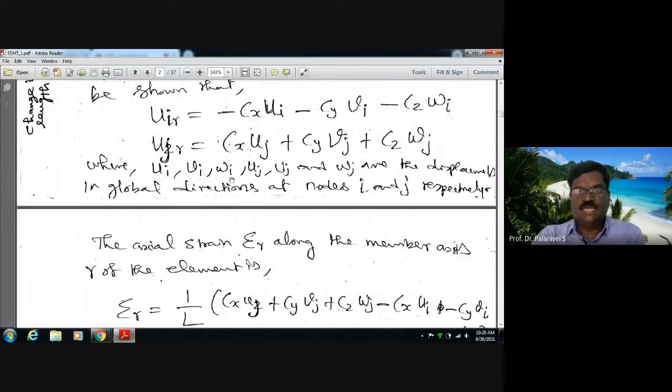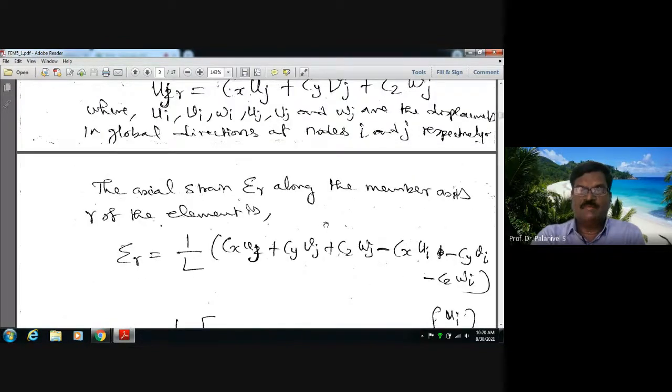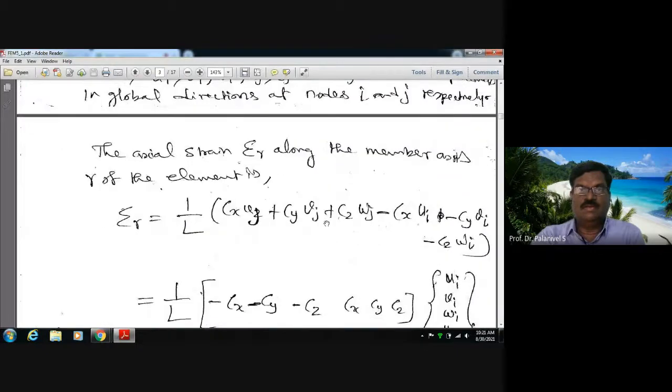Where ui, vi, wi, uj, vj, and wj are the displacements in the global direction at nodes i and j respectively. Now I am coming to the axial element. Now we are coming to the important one. The axial strain epsilon r. Now I want to get the strain in the member. We call it the axial strain, epsilon suffix r. r means the r direction, the member direction, along the member direction.